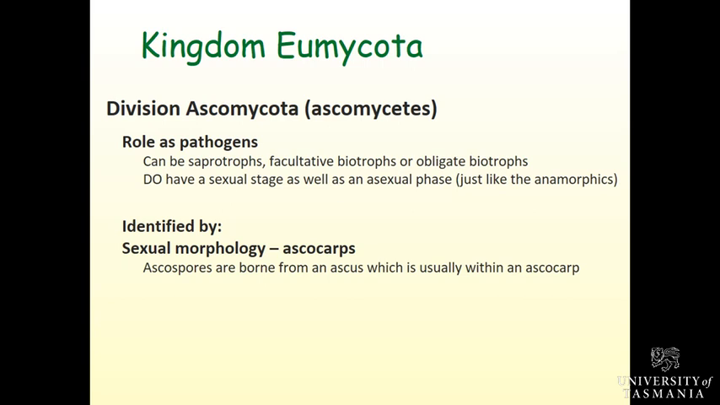We can get ascomycetes within the true fungi, so part of the Eumycota. Again, they can be saprophytes, facultative biotrophs, or some of them can also be obligate biotrophs, again a full range. These guys do have a sexual stage as well as an asexual stage. So the asexual stage can look very similar to the previous group. But then they can have sexual reproduction and produce a different form again. So usually identified by the sexual morphology, because the asexual morphology can look much like some of the other fungi. Taxonomy can get messy.